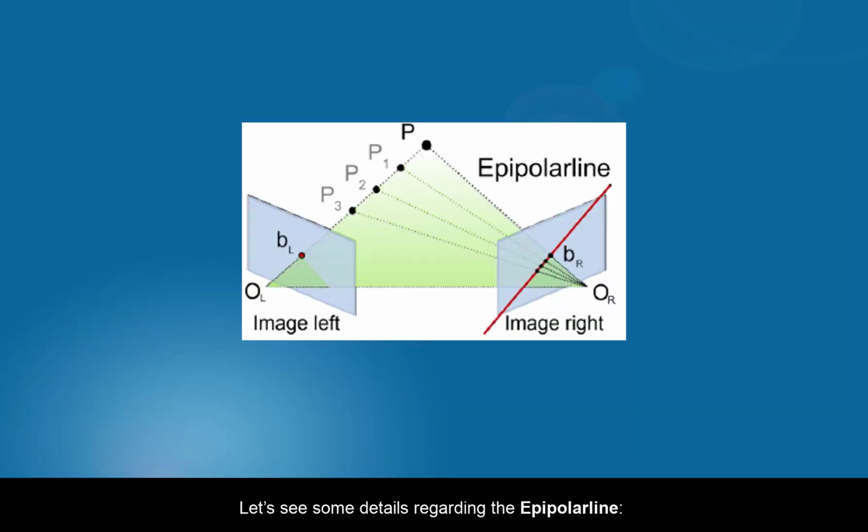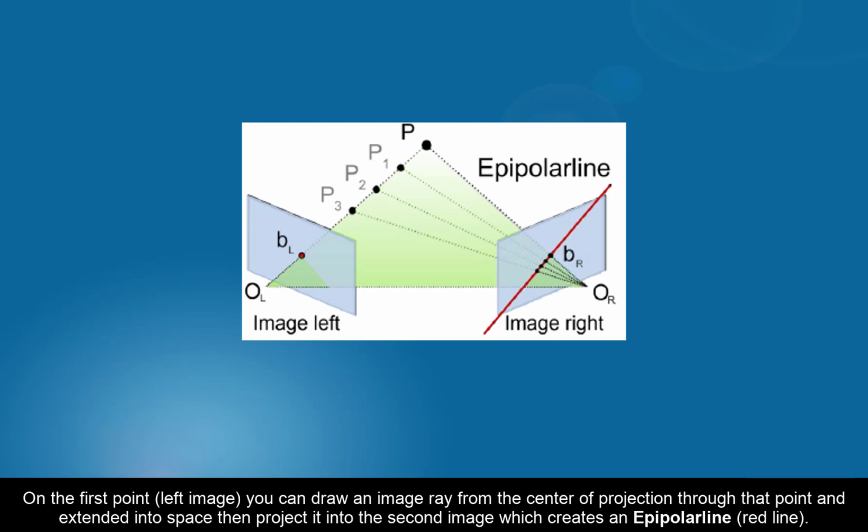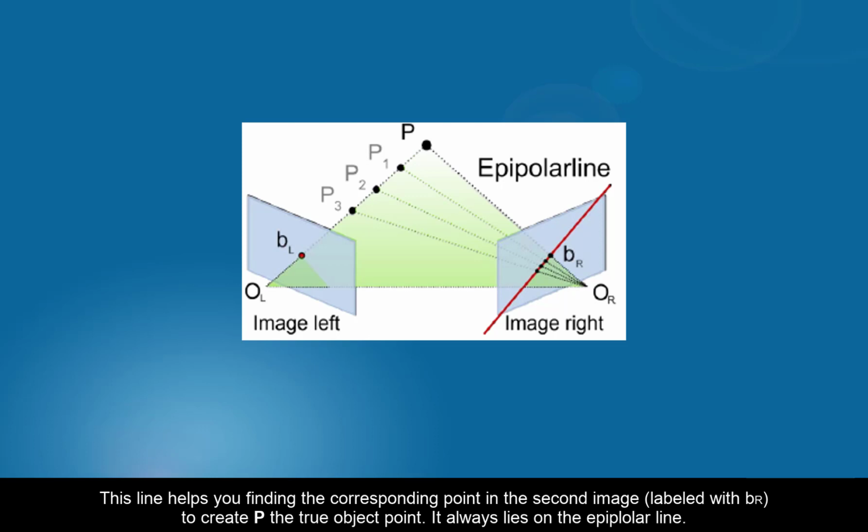Let's see some details regarding the epipolar line. The light blue frames represent the two photographs. The O is the projection center for both images. The red point in the left image, labeled with BL, is the first point we clicked. On the first point, left image, you can draw an image ray from the center of the projection through that point and extend it into space, then project it into the second image, which creates an epipolar line, red line. This line helps you find the corresponding point in the second image, labeled with BR, to create P, the true object point. It always lies on the epipolar line.